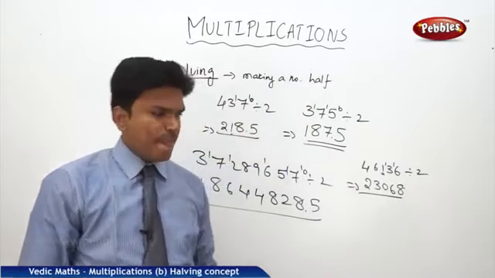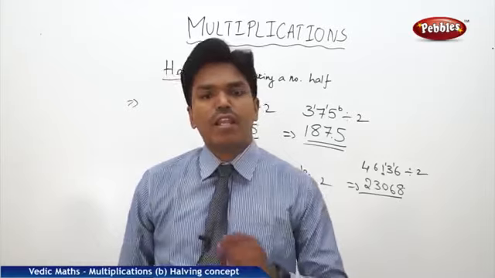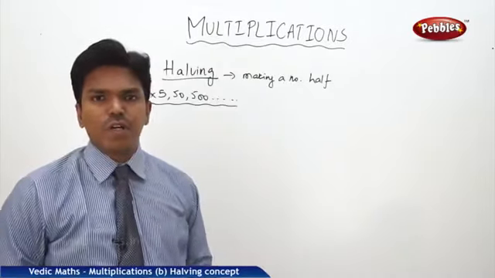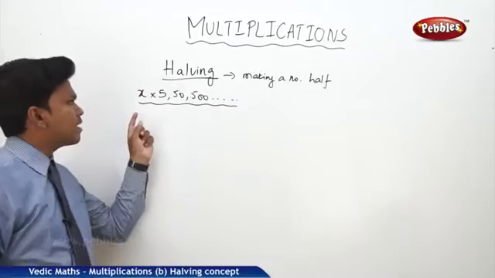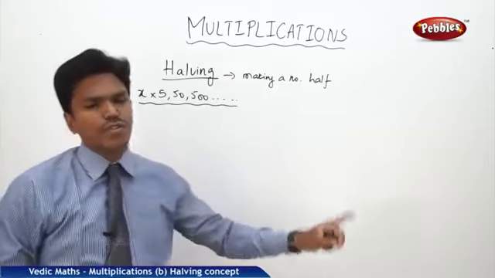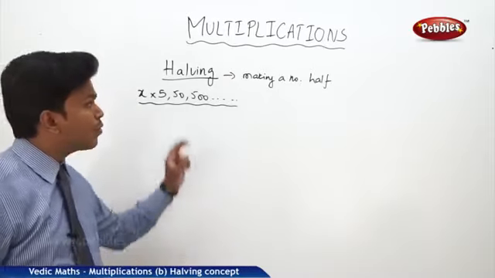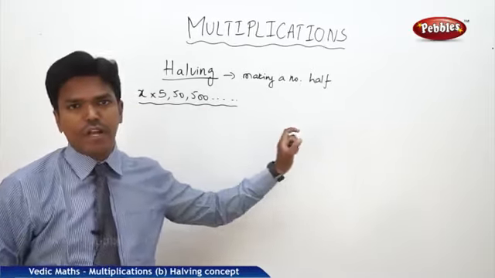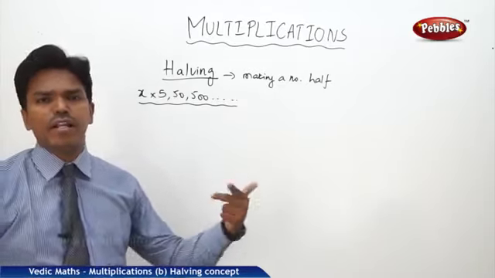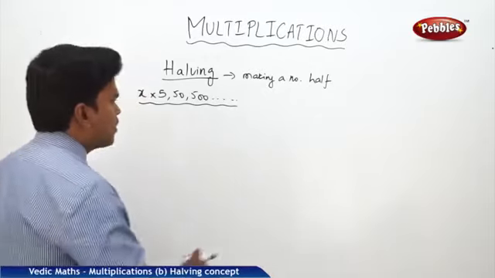Okay, now after the halving concept, let us see what are the advantages of halving. So the first advantage of halving is for multiplication of any given number x by 5, 50, 500 and so on. So how are we going to use this halving concept in case of multiplication of any number by 5, 50, 500 and so on series? Okay, now let us take an example.